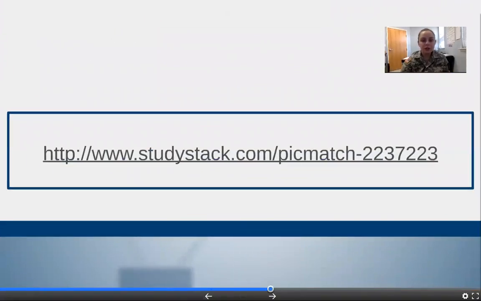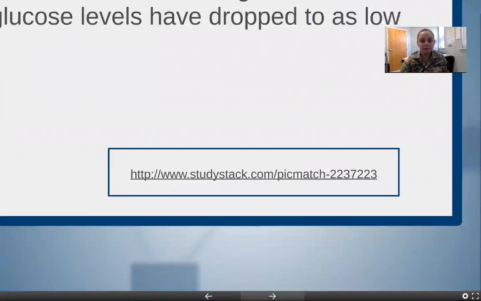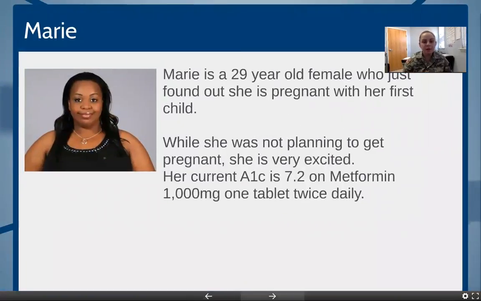Our next patient is Marie. Now, Marie is a 29-year-old female who just found out she's pregnant with her first child. Ideally, we want her very well controlled with an A1C under 6, according to the American Diabetes Association and the American Academy of Clinical Endocrinologists. She wasn't planning to get pregnant.